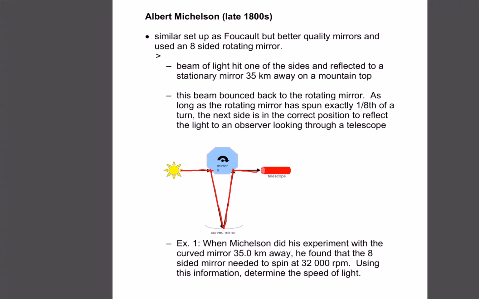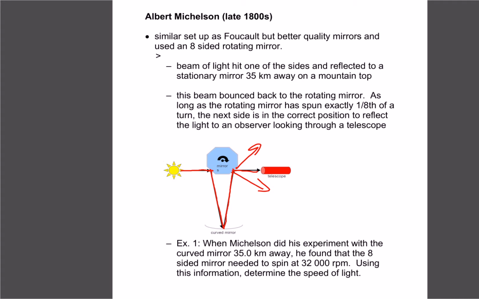And what he figured out was that if he could rotate the mirror at the right speed, where it turned exactly 1/8 of a turn, then he would be able to see the light. If the mirror was going too fast, where it turned too much, the angle would be off and the light would get bounced away. If it went too slow, the light might go the other way, and so on. So all he had to do basically was get the mirror to rotate at the right speed, and once he did that, then he could get the proper calculation.